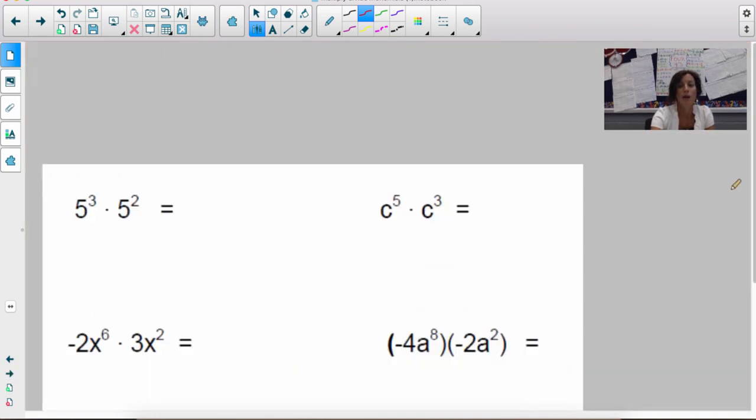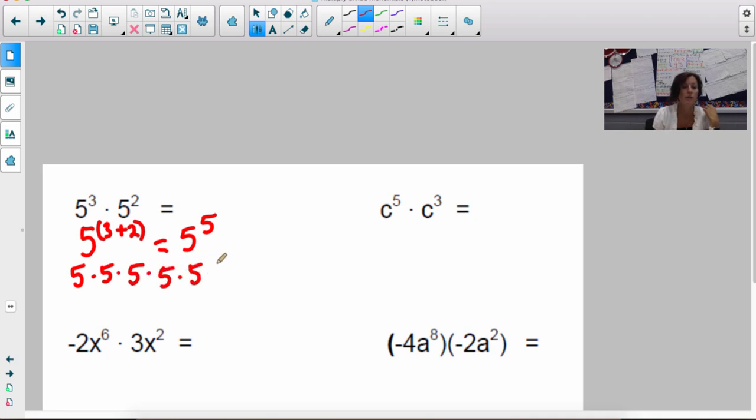So, example 1, we've got 5 to the 3rd power times 5 to the 2nd power. So, we're going to keep the base 5, put 3 plus 2 raised to the exponent, which is 5 to the 5th power. So you're going to go ahead and work that out. 5 times 5 is 25, times 5 is 125 if we were doing the math. But we're going to cheat and just call it 3,125 to save us time.